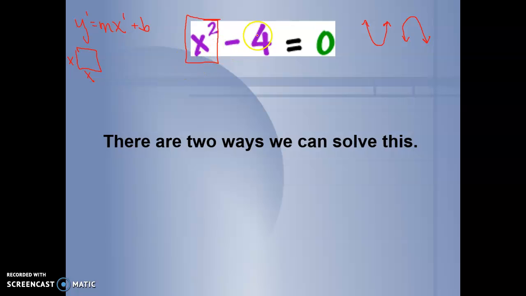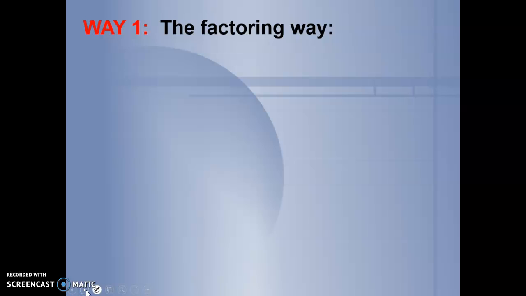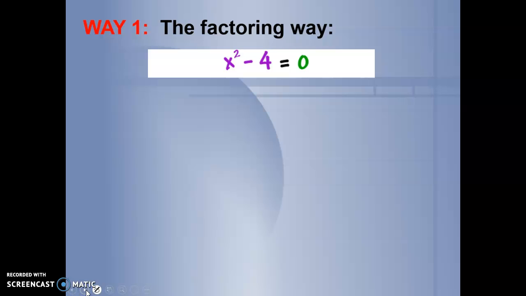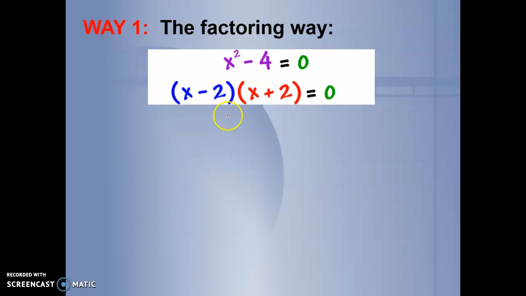But there are two ways that we can solve this particular quadratic equation. x squared minus 4 equals 0. The first way that we can do it is by factoring. Some of you have learned factoring recently or have refreshed your memory of factoring, and for some of you, it's been a few years since you have factored. But the factoring way looks like this. Here we take this x squared minus 4. We recognize that it's a difference of two perfect squares, and we can split it into two factors. Factor 1 is x minus 2, and factor 2 is x plus 2.